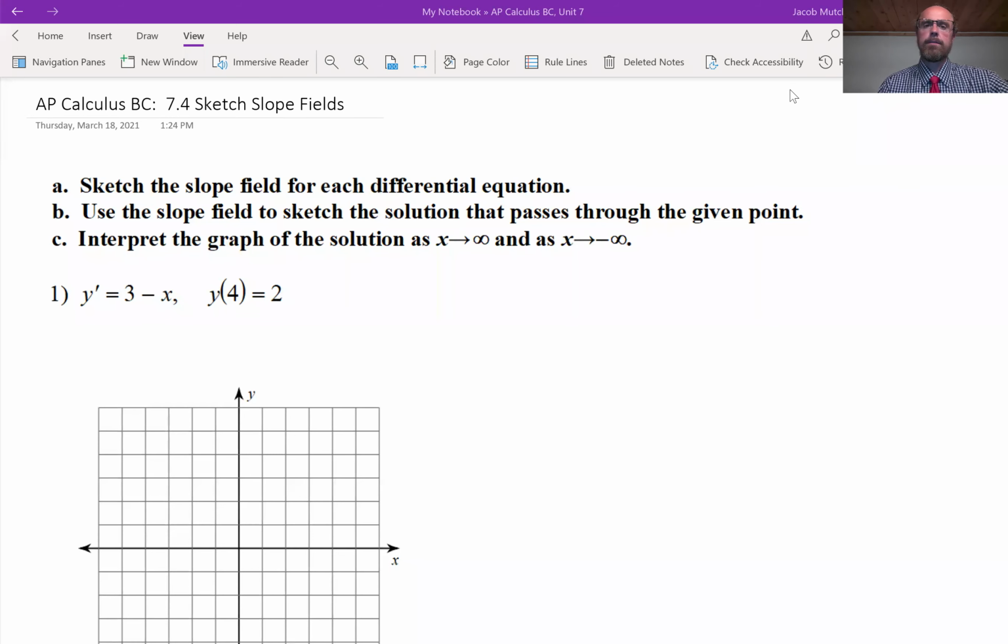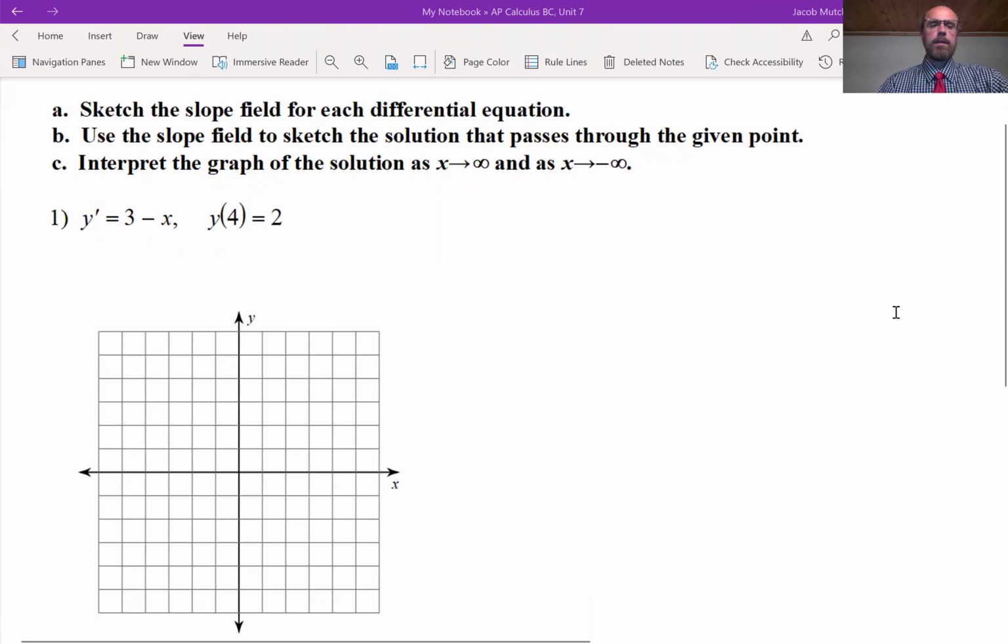Welcome to Calculus. Today we will investigate how to sketch a slope field and also sketch in a specific particular solution on that slope field. We'll take a look at one example. My differential equation for our example is y prime equals 3 minus x. And we're told that we're specifically looking for the particular function that passes through the point (4, 2), y at 4 equals 2. Well, let's start off by creating our slope field.